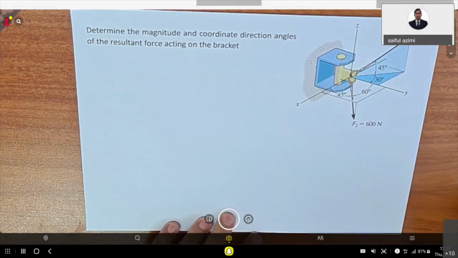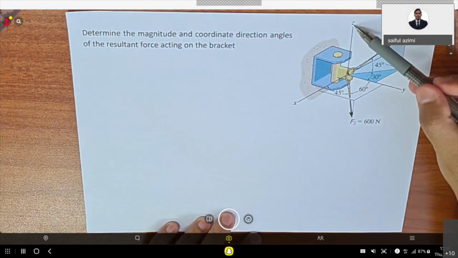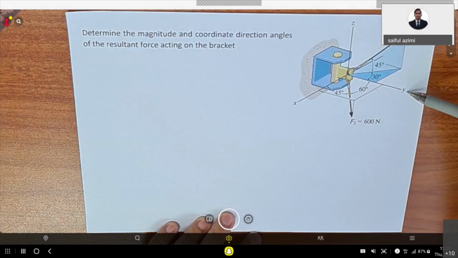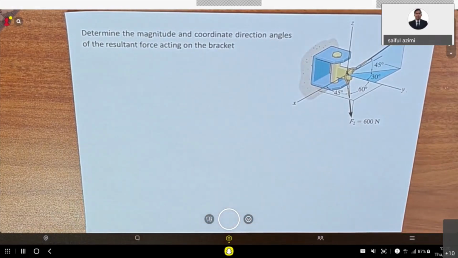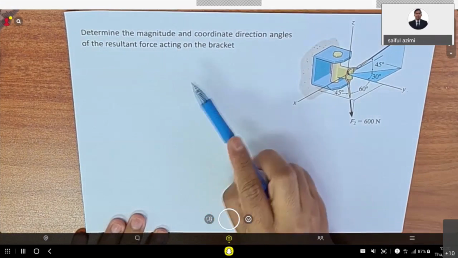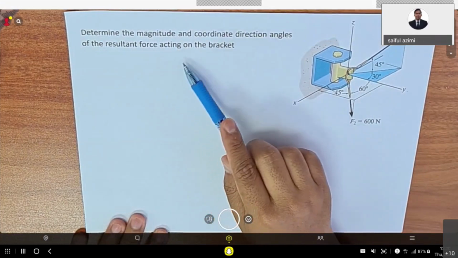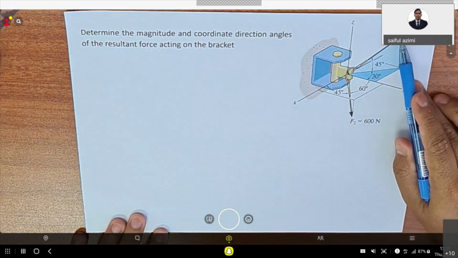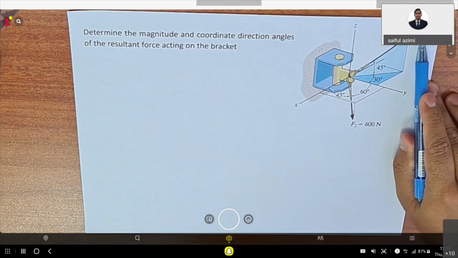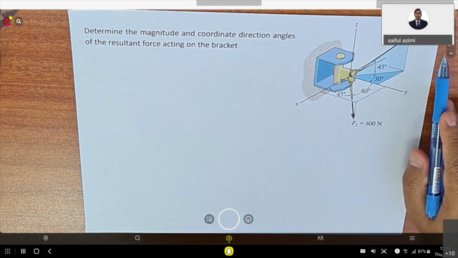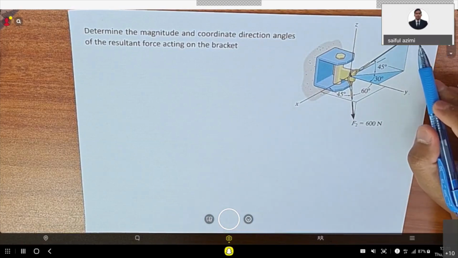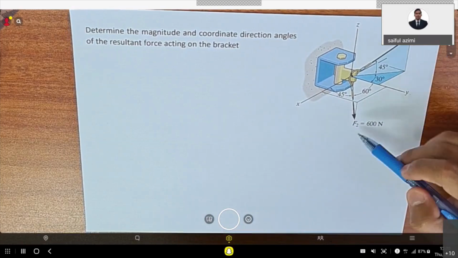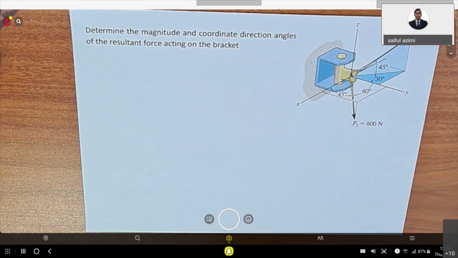You can see here you have the z-axis, the y-axis, and the x-axis. So it means that this is 3D, because you have three axes. The question asks you to determine the magnitude and coordinate direction angles of the resultant force. I'm sorry, the resultant force, you need to find it. This time you have two forces, force 1 and force 2, so you need to sum them all together.